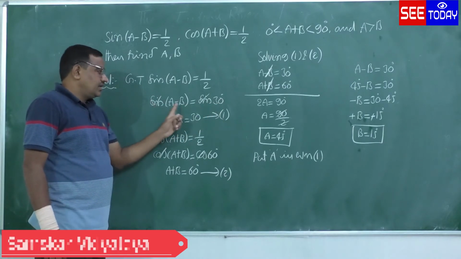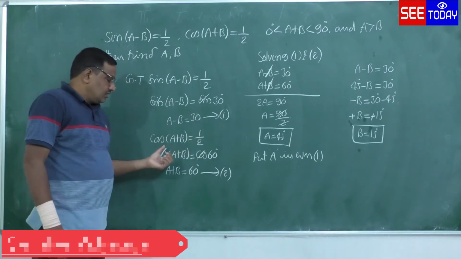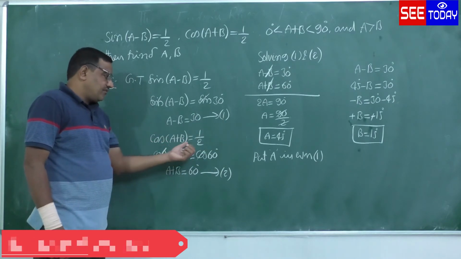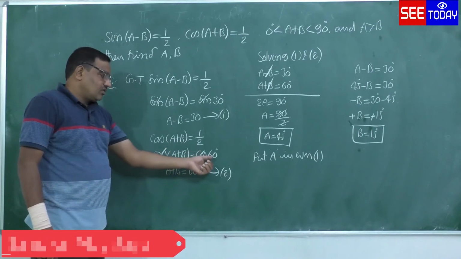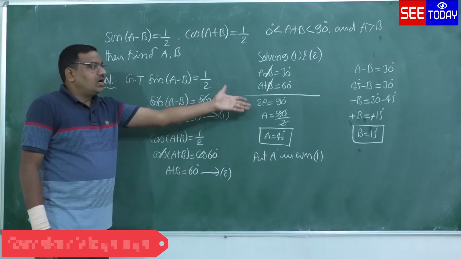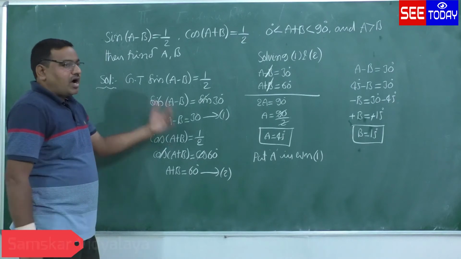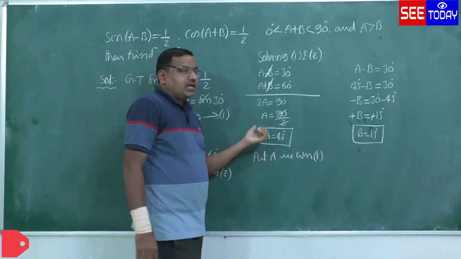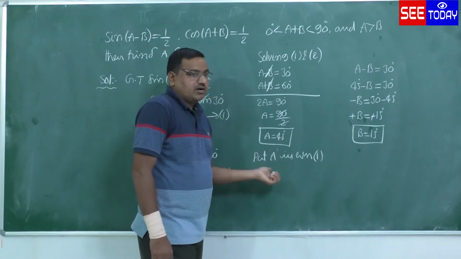Instead of 1 by 2 you can write sin 30. Cancel, then A minus B is equal to 30. Let it be equation 1. Similarly, cos of A plus B is equal to 1 by 2. Cos cancels, A plus B is equal to 60 degrees. This is equation number 2. Solving 1 and 2, you will get both A and B. Afterwards, we can check whether the values we get are correct or wrong.